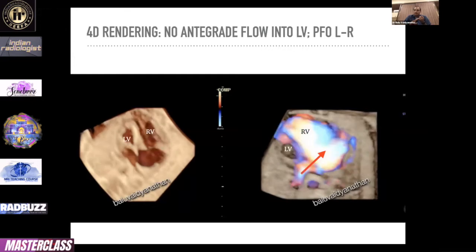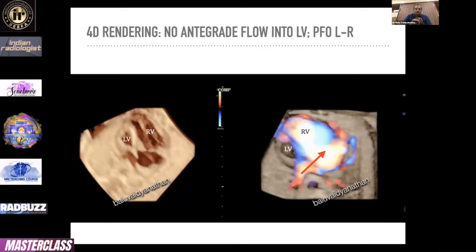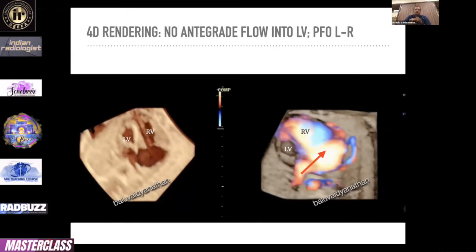So the most important features of hypoplastic left heart syndrome in the four-chamber view are, number one, the apex of the heart is formed by the right ventricle. The LV is typically a very small cavity which is not forming the apex. The walls of the LV do not contract well, and sometimes you may see that the walls of the left ventricle are hyperechoic as well.